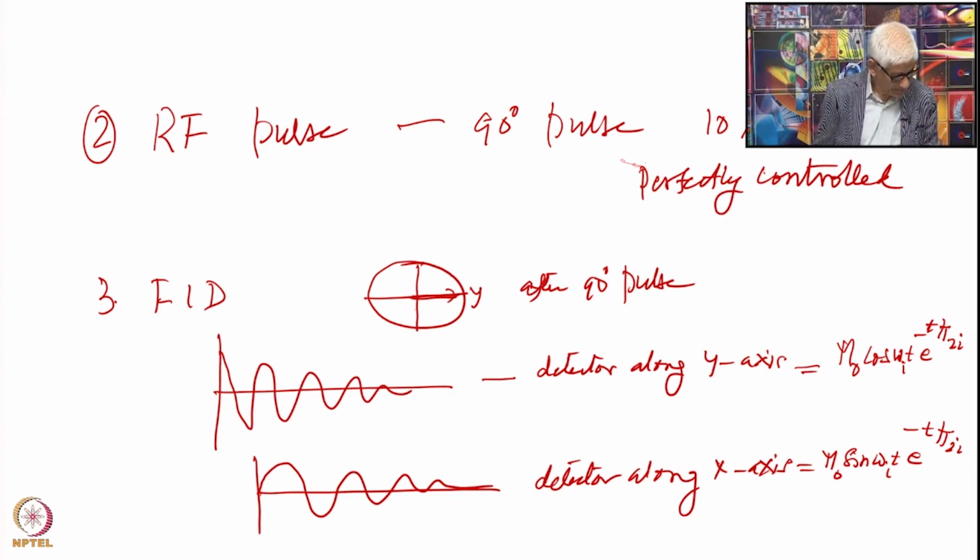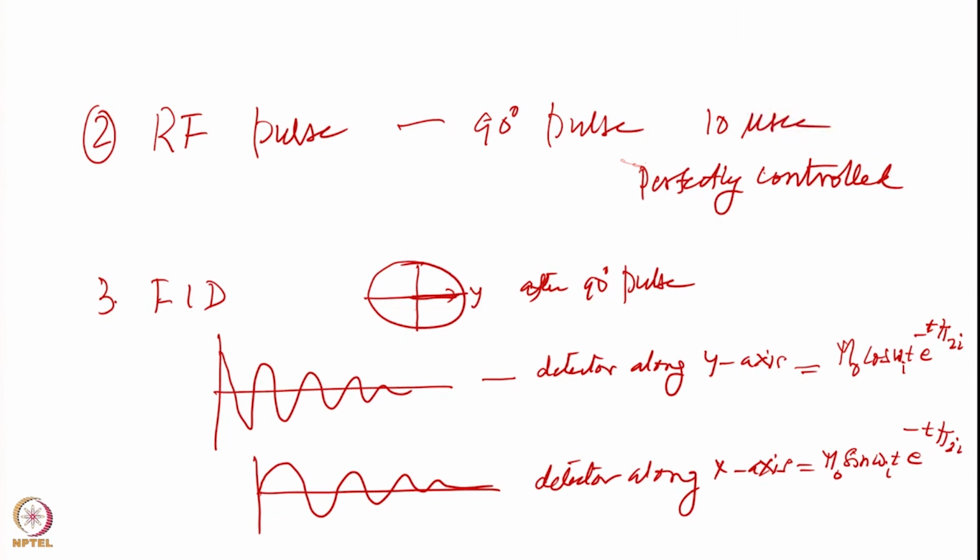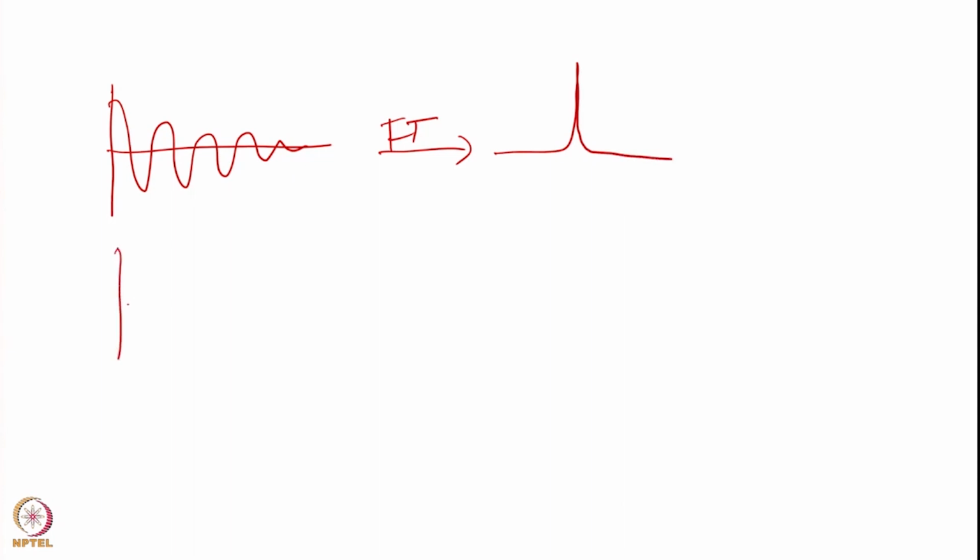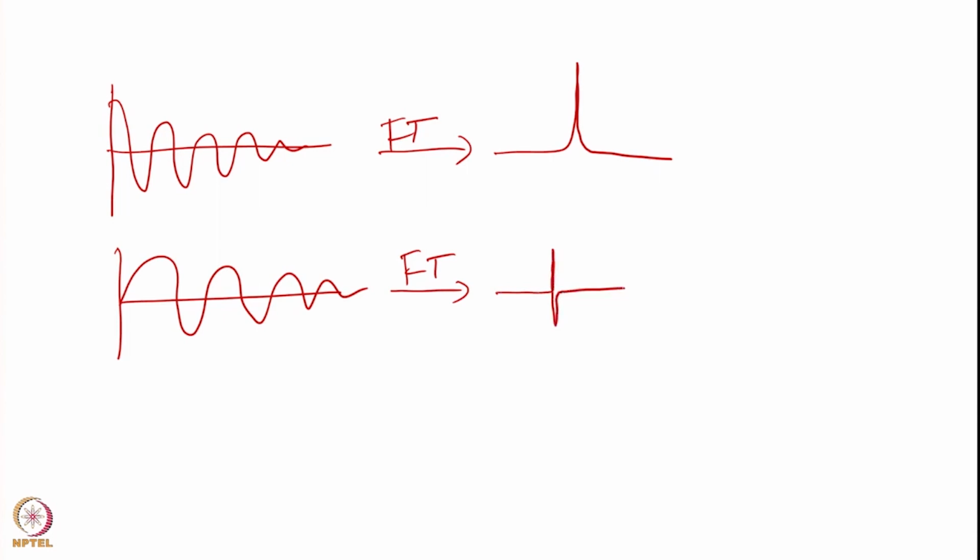So what is the consequence of this? If I were to Fourier transform an FID like this, FT will produce a signal which is like this. Okay. And if I Fourier transform an FID which is like this, it will produce a signal like this. So this is my absorptive signal, and this is a dispersive signal.